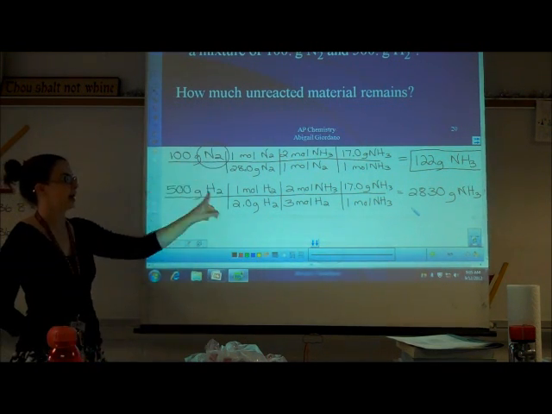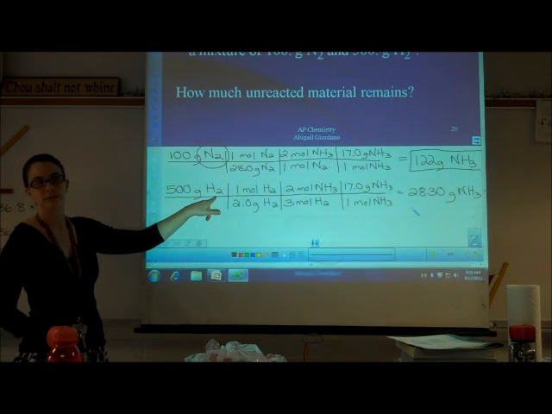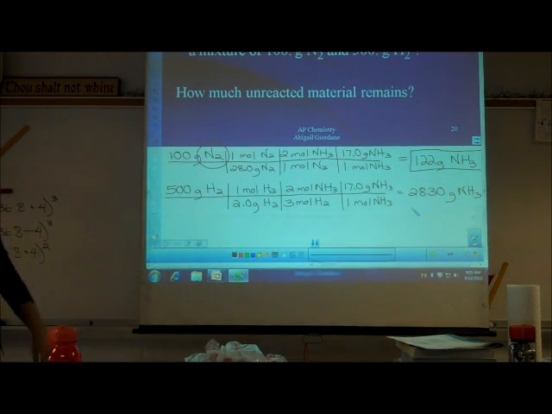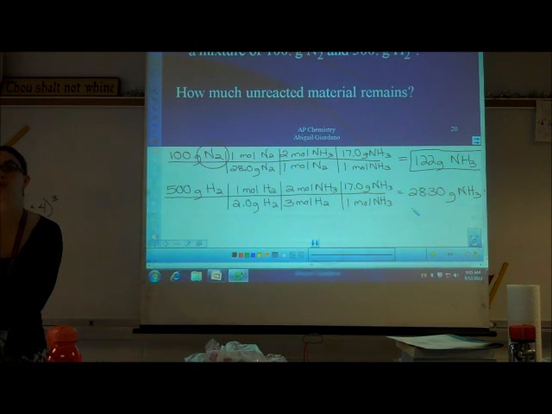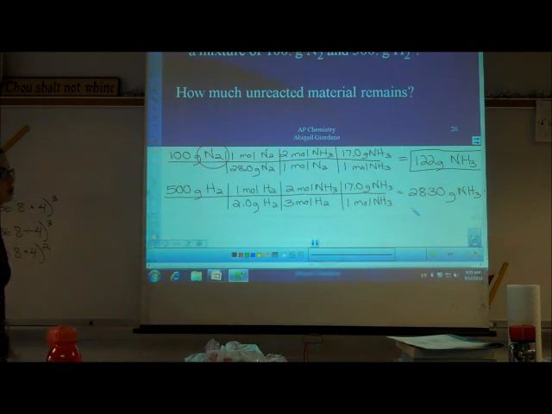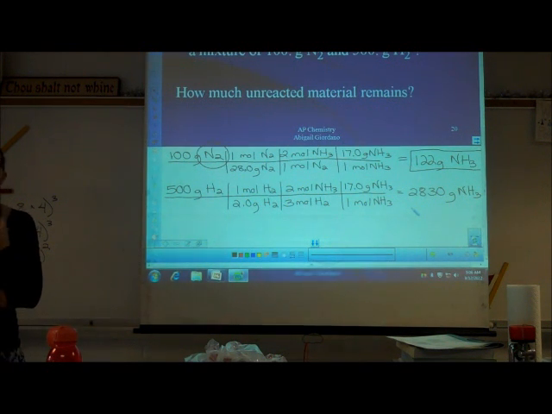So if this is the limiting reactant, what's this? The excess reactant. And the second question here says, how much unreacted material remains? Another way to say that, how much hydrogen is left over? And I want you to just throw out some ideas. How do you think we could figure out, not yet how much is left over, how could I figure out how much H2 was used up?